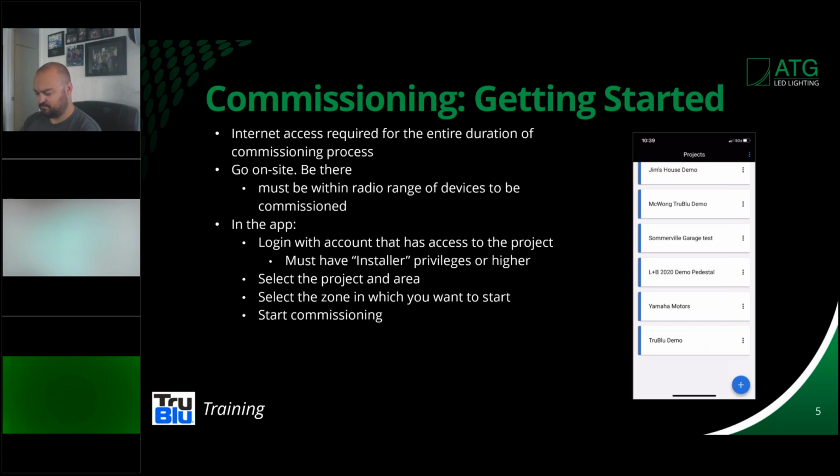All right, so getting started again, internet access has to be established for the entire duration of the commissioning process. You're on site. It is important that you be within radio range of the devices to be commissioned. So let's say you're going into Steve's office. You need to be within about 45 feet of the device in order to have a node listen and communicate to your phone. So in an office setting, that's not going to be too difficult.